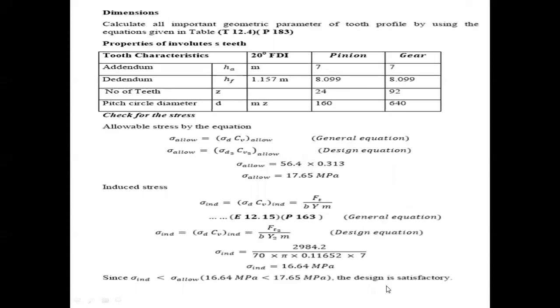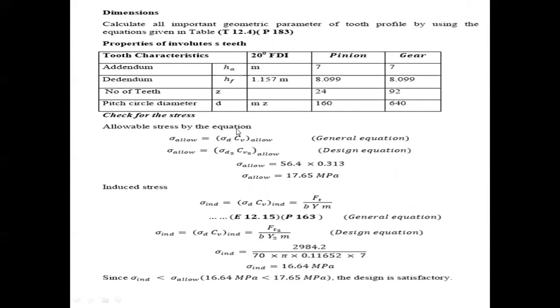Once I have that value for m, I can find the face width b equal to 10 times the module, that is 70. And once you have that value for module m, I can find all the dimensional parameters of the gear like addendum, dedendum that we mention as HA, HF, number of teeth Z, and the circular pitch diameter. Those things you can plot in the tabular column.